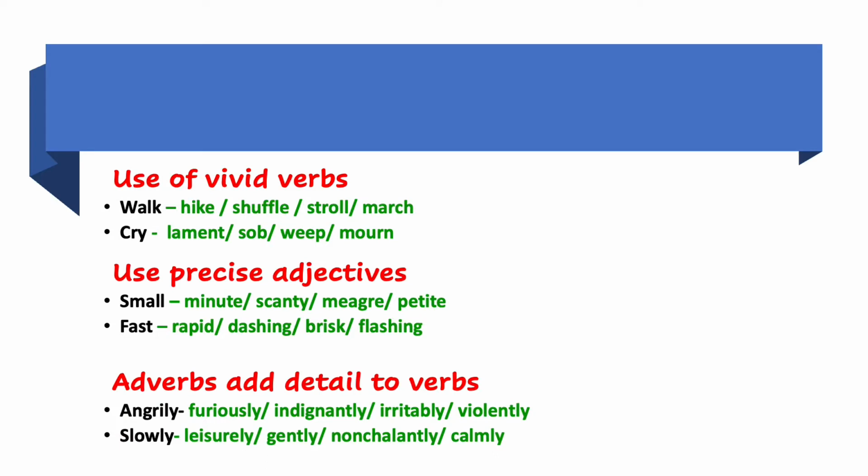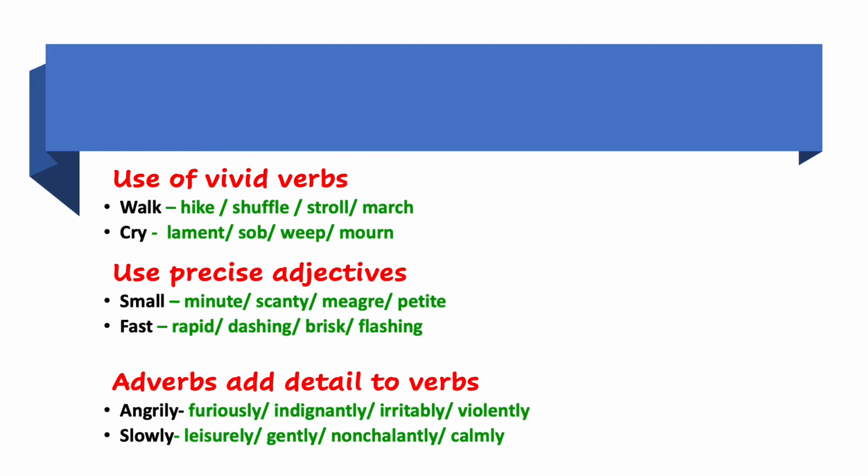Let's see some examples for descriptive language. Instead of the general verb walk, we need to use a vivid verb to show exactly how he or she walks, whether it's a hike, shuffle, stroll, or march.